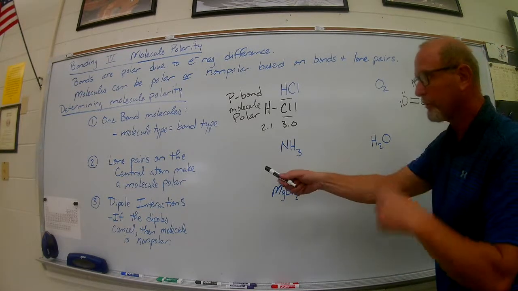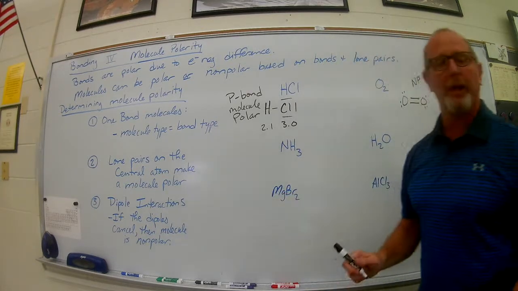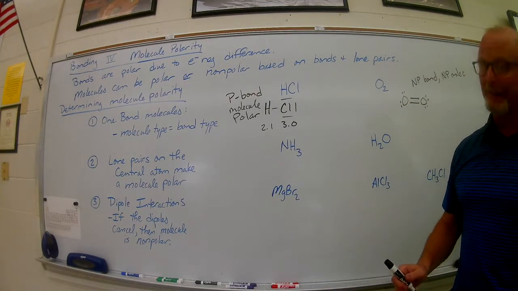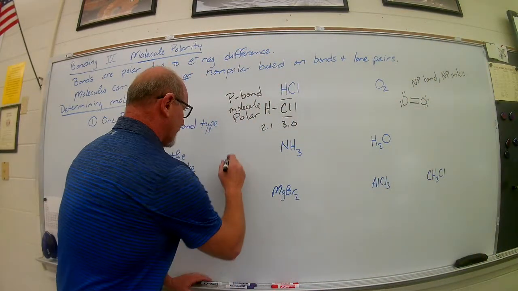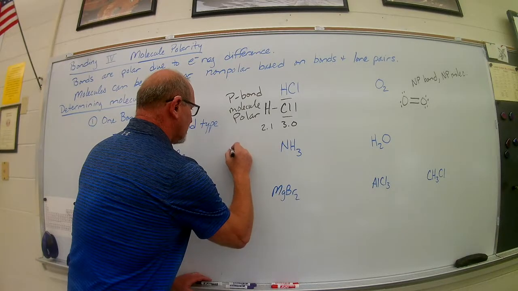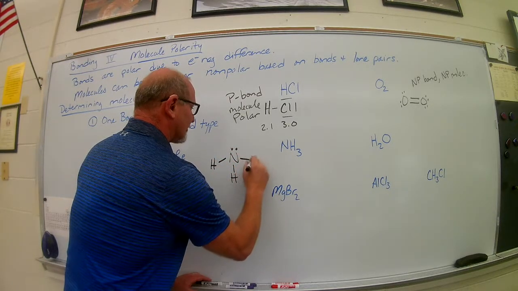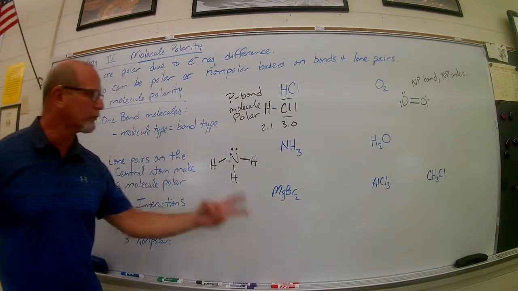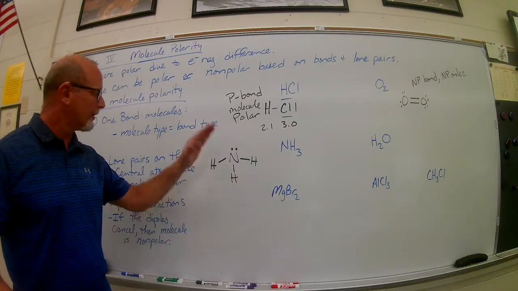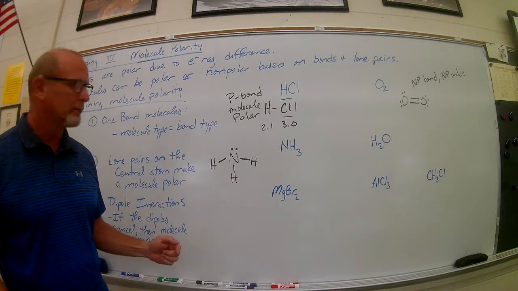Now, number 2 says lone pairs on the central atom can make a molecule polar. Not only can, will make a molecule polar. So let's look at NH3. N goes in the middle, 3 hydrogens on the outside, and I have a lone pair. That lone pair makes it polar. One lone pair, 2 lone pairs, doesn't matter. Lone pairs on the central atom make molecules polar.